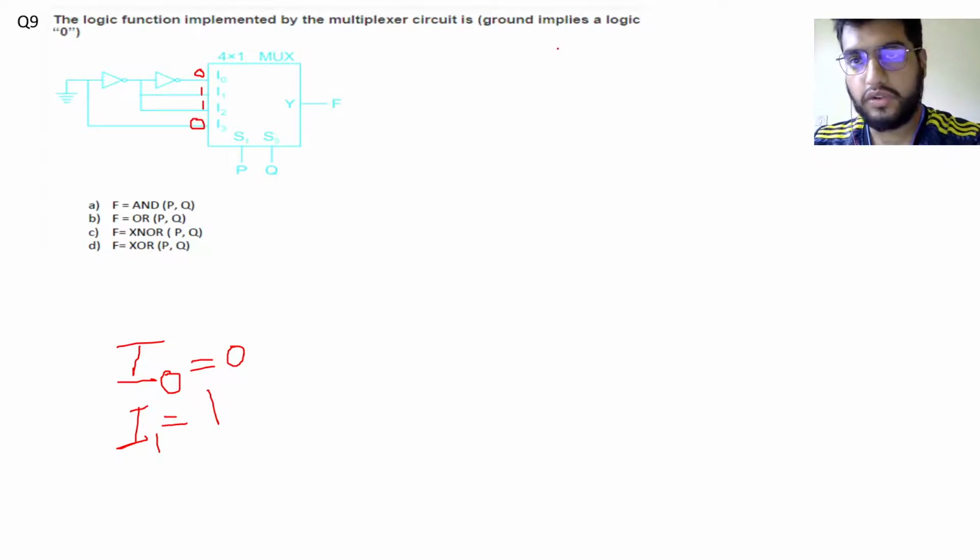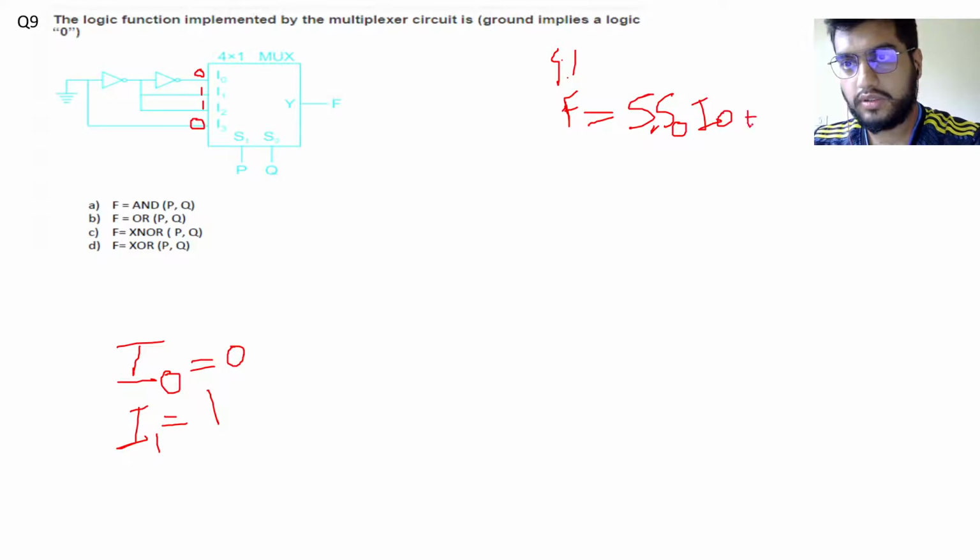So we know for a 4 is to 1 mux, we write our function F as S1' S0' I0 plus S1' S0 I1 plus S1 S0' I2 plus S1 S0 I3.